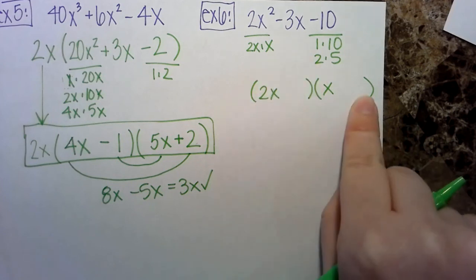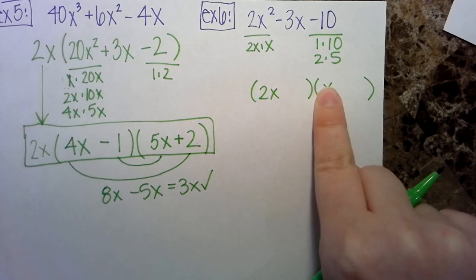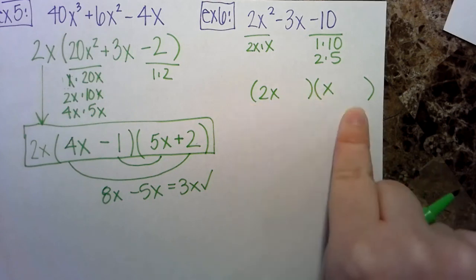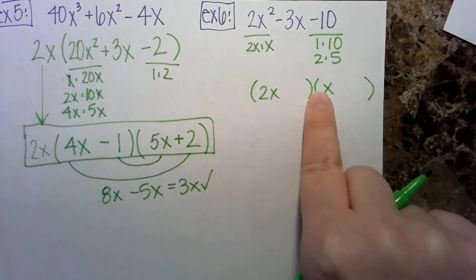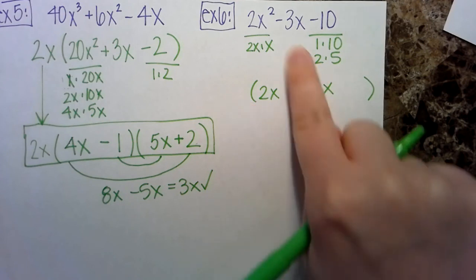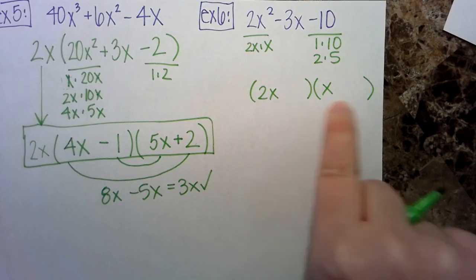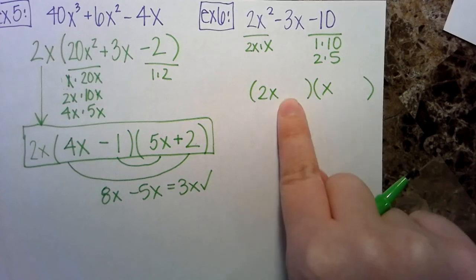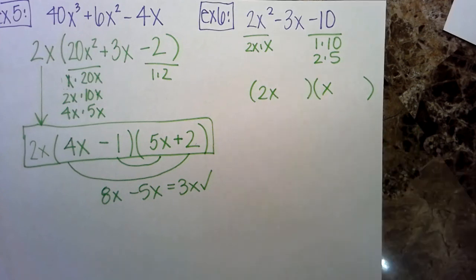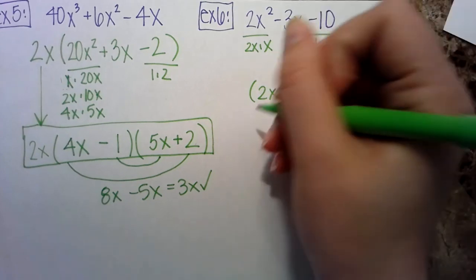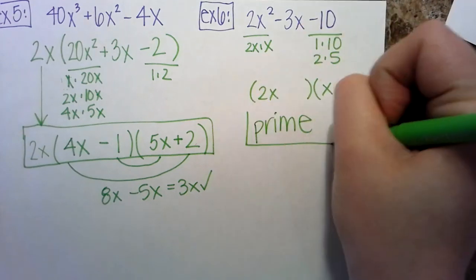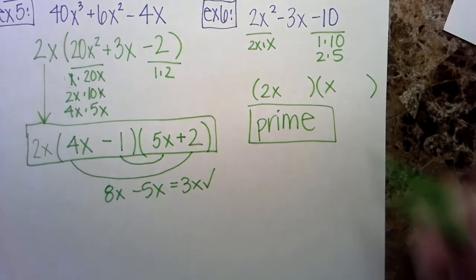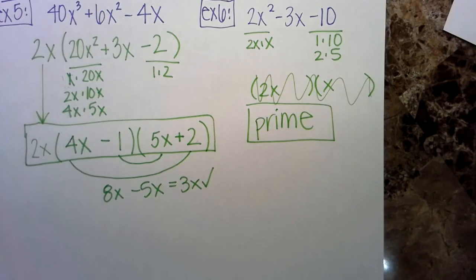So 2 times 10 is 20, and 1, even if I switch them, I'm not going to be able to get 3. 2 times 2 is 4, that's 5. I'm not going to be able to get to 3. Even if I put 5 here and 4, I'm not going to be able to get to 3. So what actually ends up happening, because I can't factor, I would be left with prime. So that would be my final answer, because there is nothing that is going to allow me to get that to work.